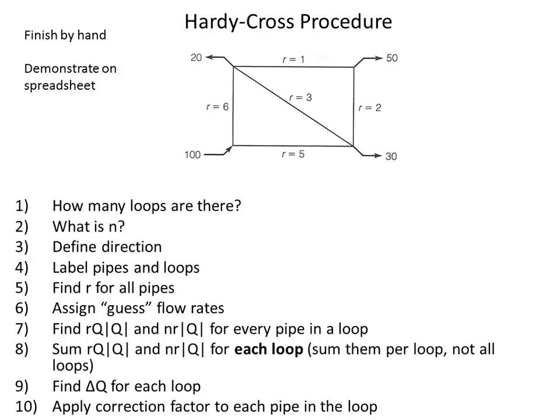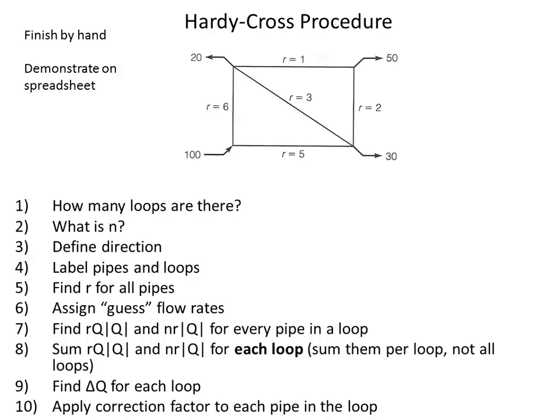And I have an updated flow rate of 25.99, 1.73, and negative 52.29. Okay, so I've completed now iteration 1.